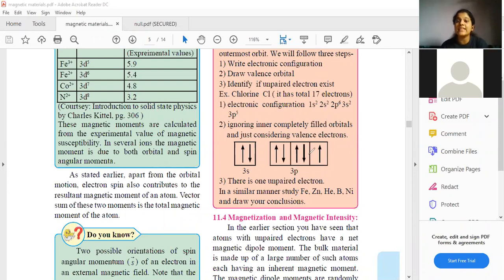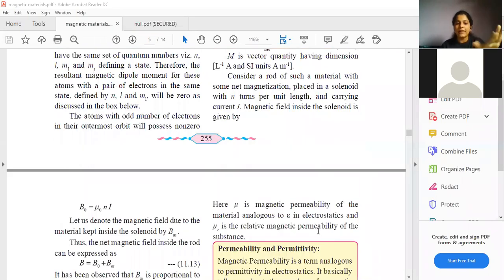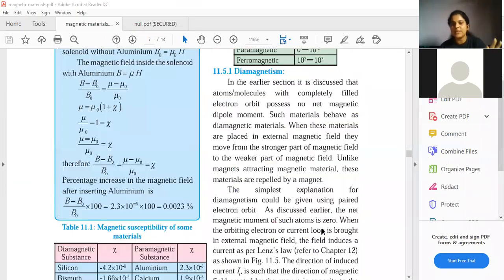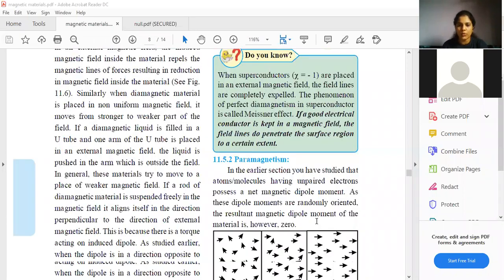So students, you can see there is an unpaired electron in chlorine. So there is one particular spin that is not going to be cancelled. So it means that your chlorine atom possesses some magnetic dipole moment. I hope you all are understanding this point. I have not started the main topic yet, but this is something that you all should know.